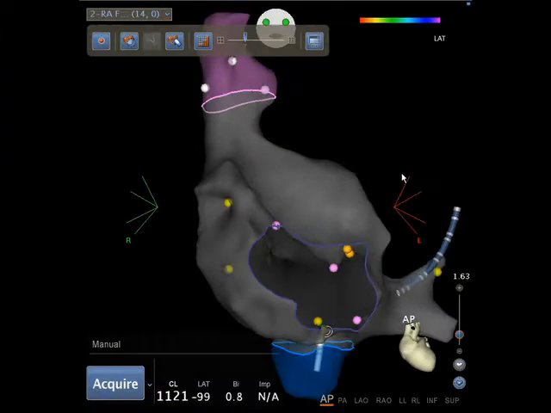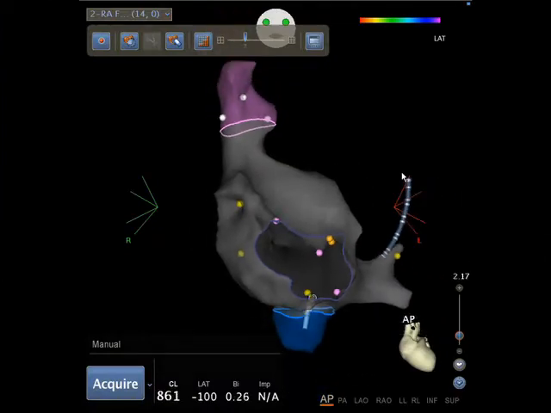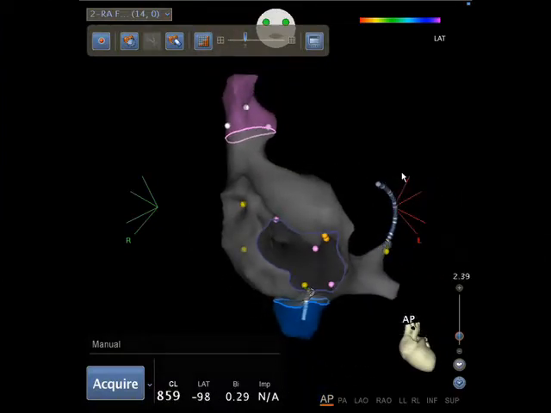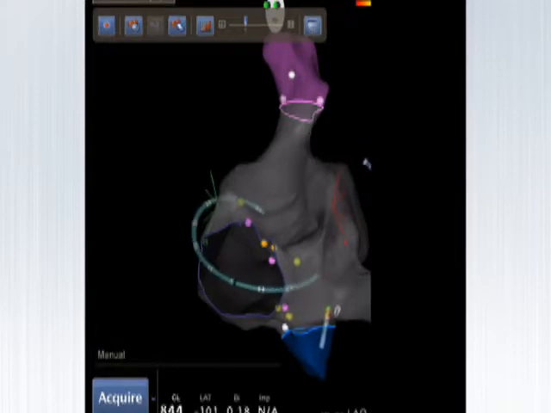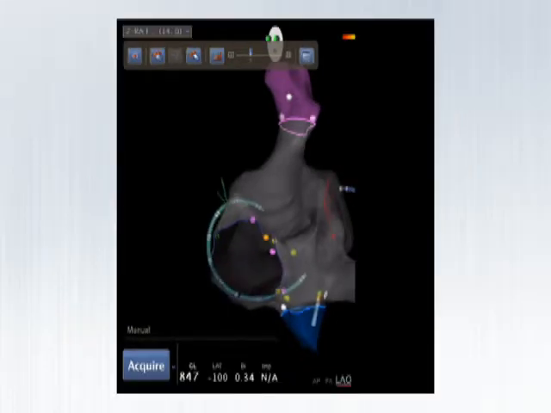A multipolar catheter, seen in blue here, is then advanced from the femoral vein into the coronary sinus. Another multipolar catheter, seen in teal here, is advanced into the right atrium and is placed around the tricuspid annulus.